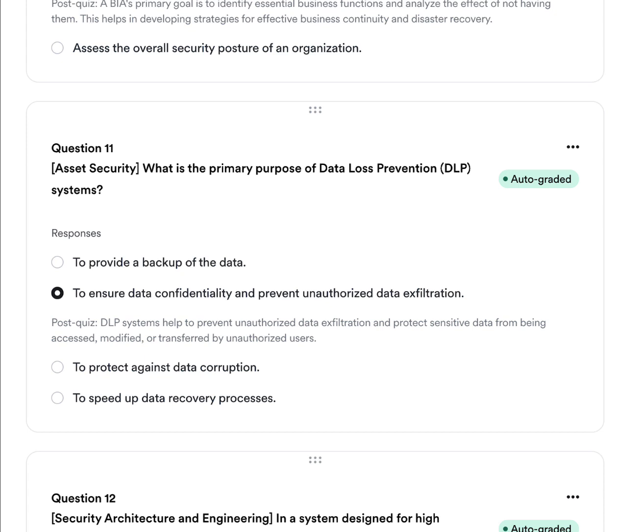So what is the primary purpose of a DLP system? And the answer is B. DLP systems help prevent unauthorized data exfiltration and protect sensitive data from being accessed, modified, or transferred by unauthorized users.